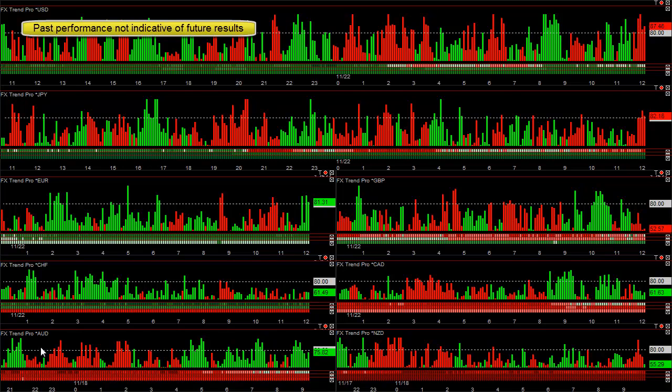Same thing with the Australian here. A lot of weakness followed by almost no strength. A lot of weakness followed by no strength. It's in the direction of a longer term trend. It's pretty much a no-brainer.